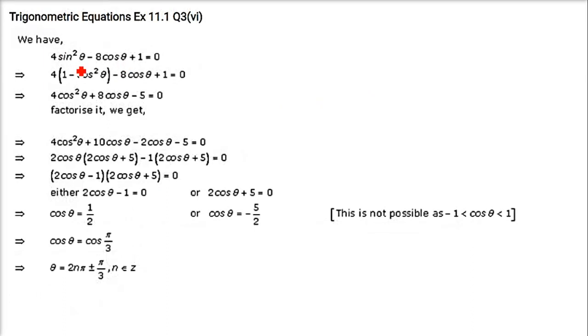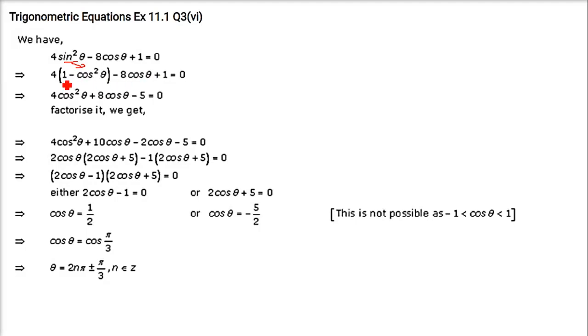4 sin square theta minus 8 cos theta plus 1 equal to 0. Now we have to make it as cos or sin. So first we will convert this sin square theta as 1 minus cos square theta. So you get 4 times 1 minus cos square theta minus 8 cos theta plus 1 equal to 0. So this will give you 4 minus 4 cos square theta minus 8 cos theta plus 1 equal to 0. This 4 and 1 become 5. This is minus 4 cos square theta, minus 8 cos theta.